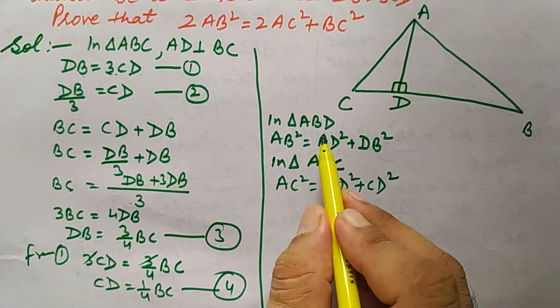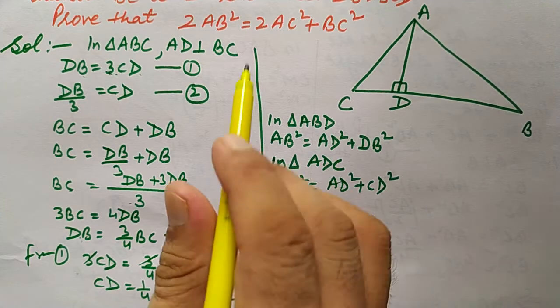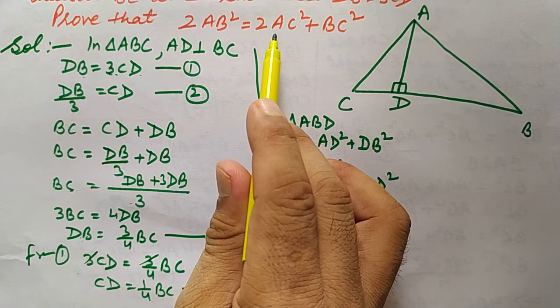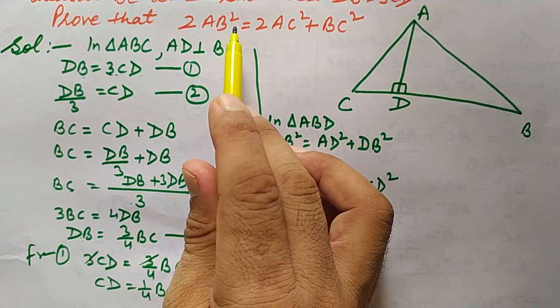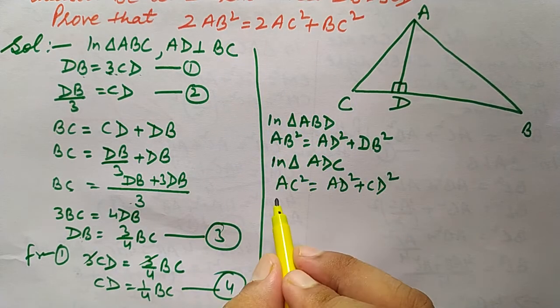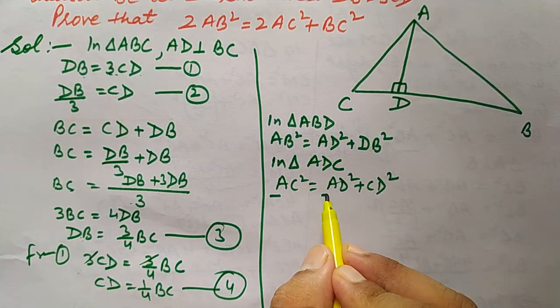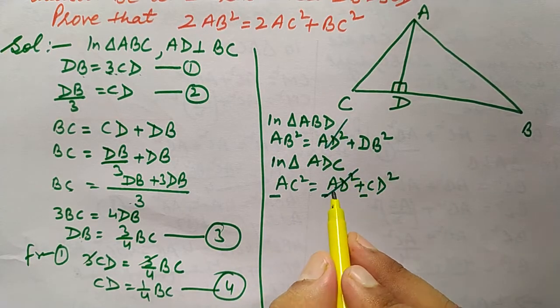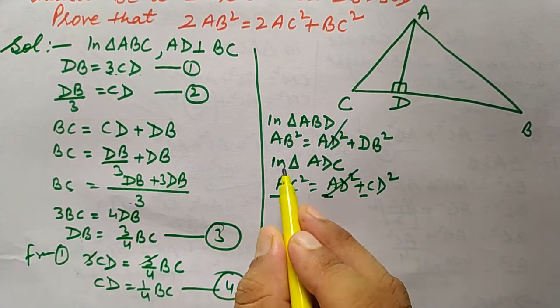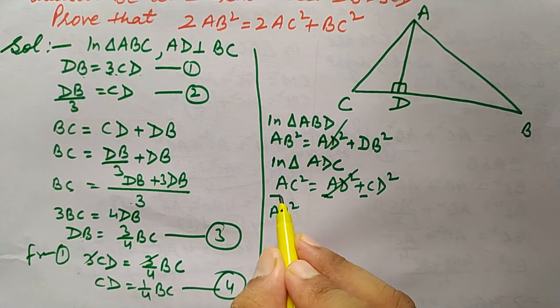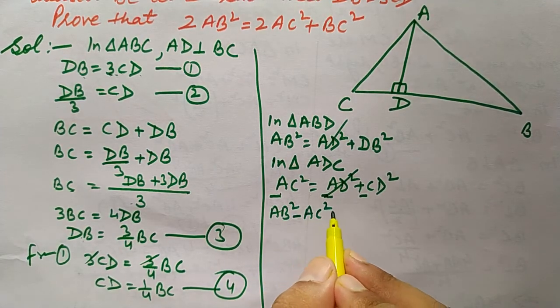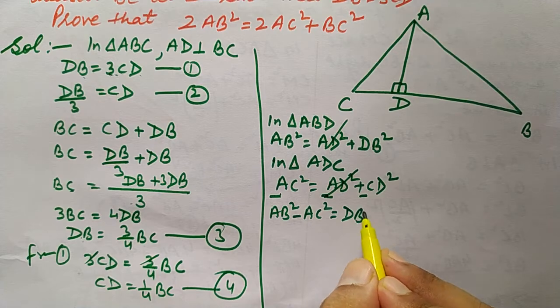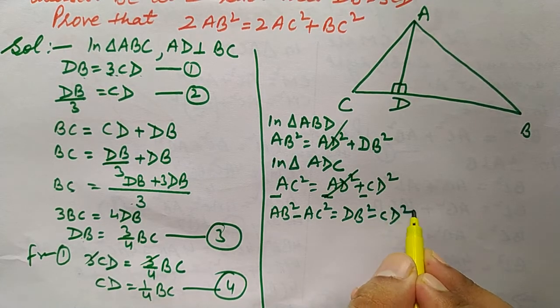Okay, so we'll subtract these two equations, because if you bring AC square to this side, it will become minus. So we have to subtract these two, and the signs will be changed. So AD square and AD square will be cancelled because of the negative and positive sign. So what is left? AB square minus AC square is equal to DB square minus CD square.